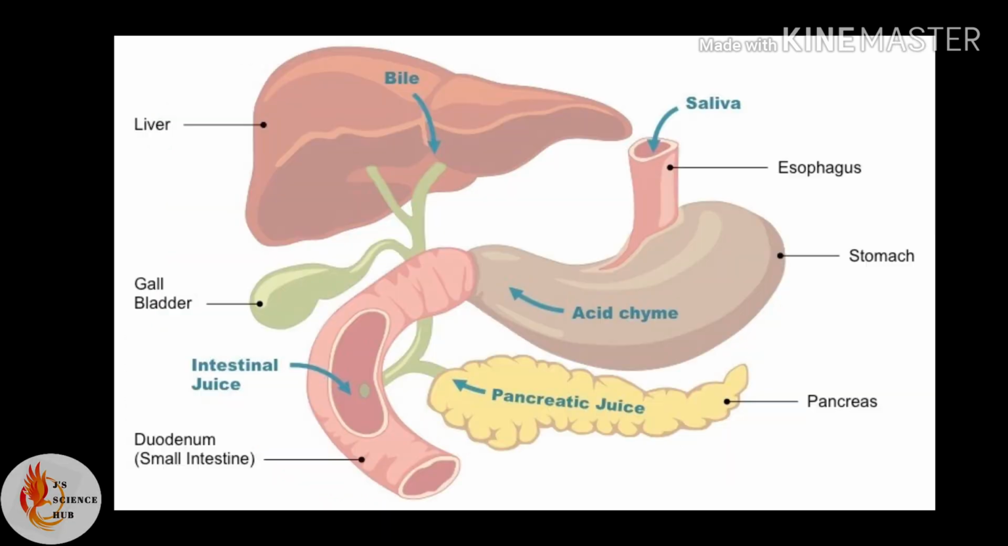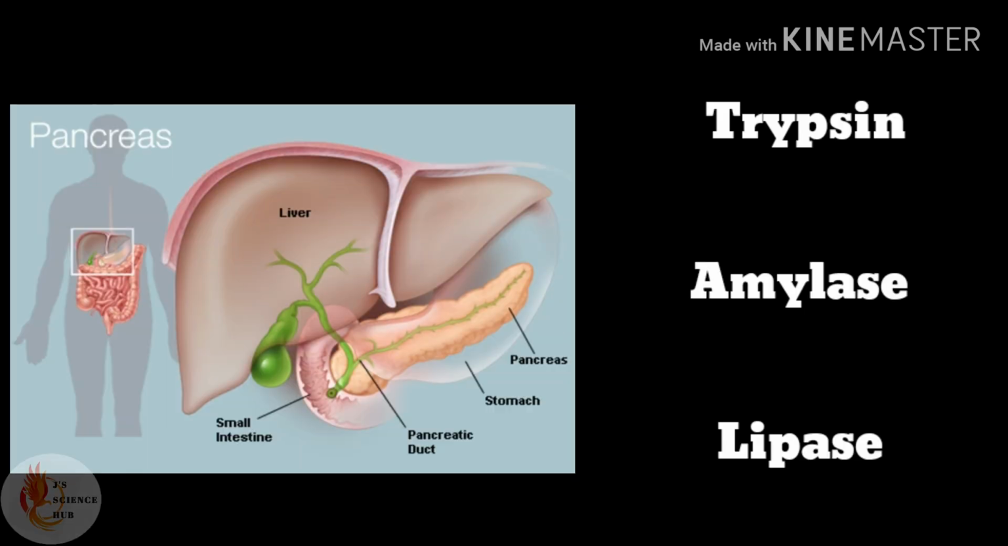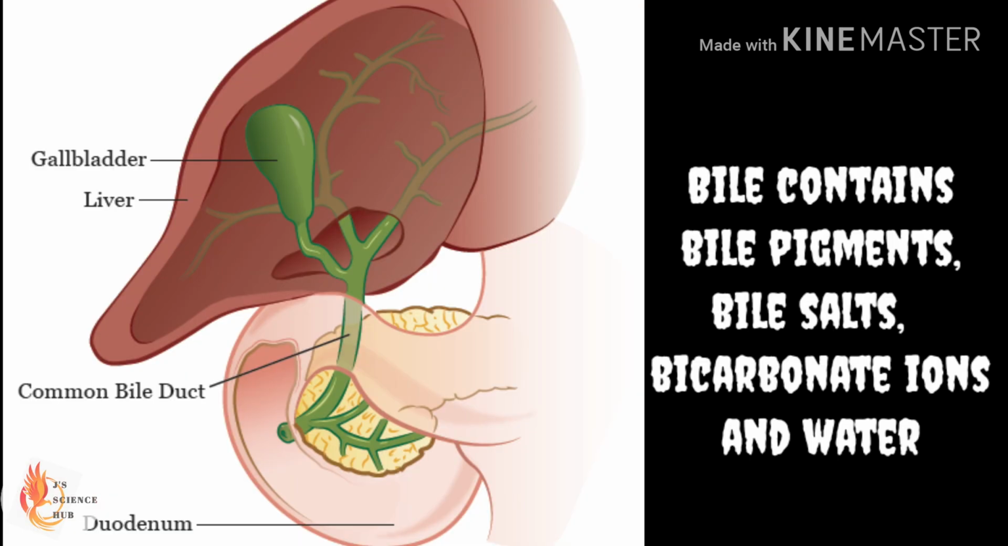Okay, the pancreatic enzymes as well as the intestinal enzymes are involved in this digestion. Pancreatic juice, which is secreted by the pancreas, is brought into the duodenum. It contains three main enzymes. They are trypsin, amylase and lipase. Bile contains bile pigments, bile salts, bicarbonate ions and water.